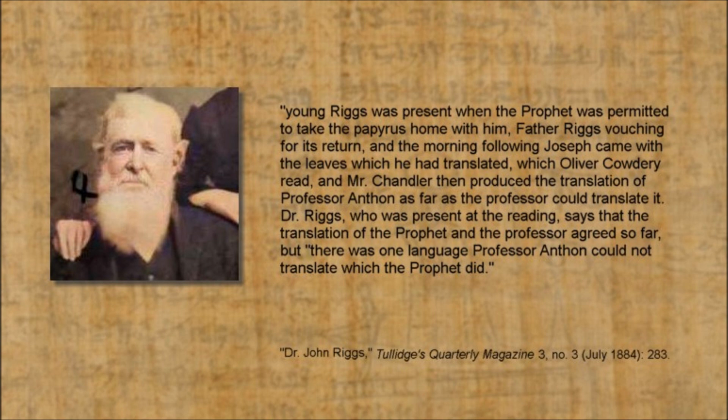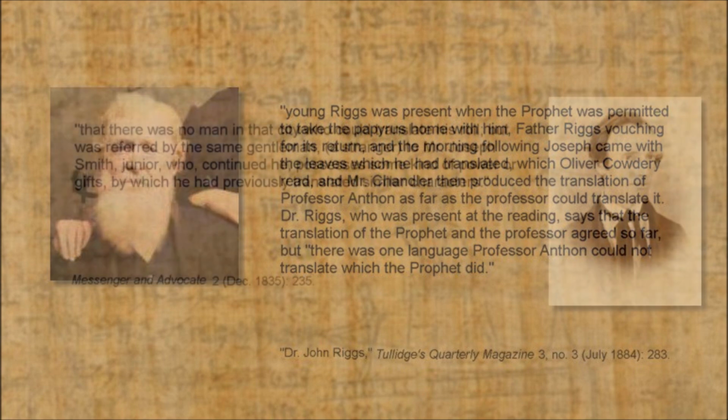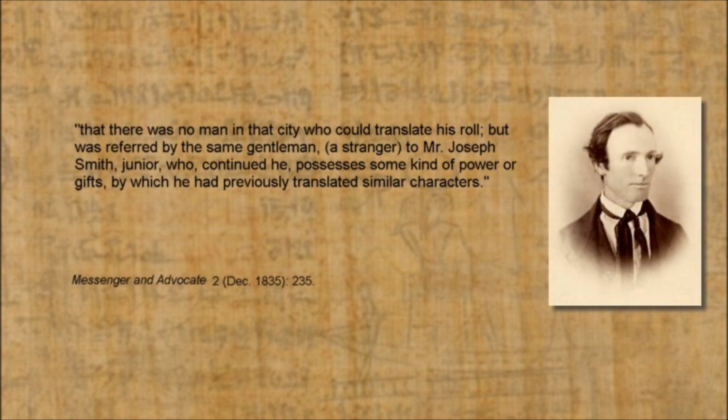The part about Anthon is doubtful, since Cowdery reported that when Chandler went to pick up the mummies and artifacts from the custom house in New York City, he was told there was no man in the city who could translate his roll, but was referred to by the same gentleman, a stranger, to Mr.